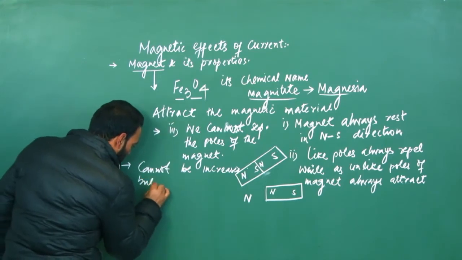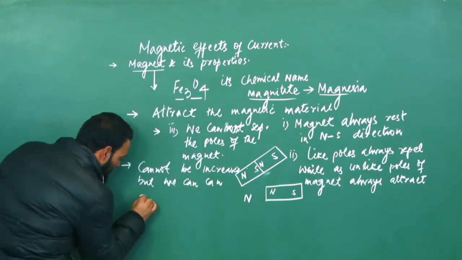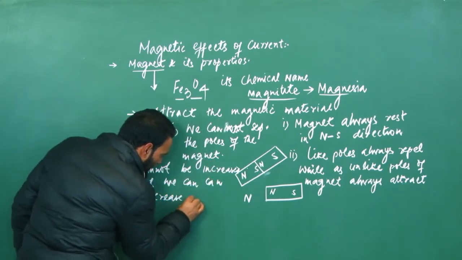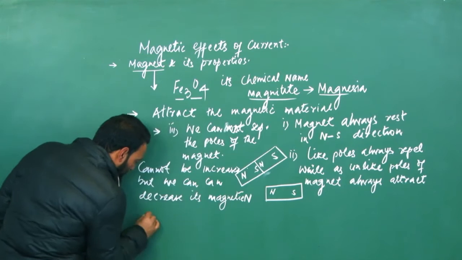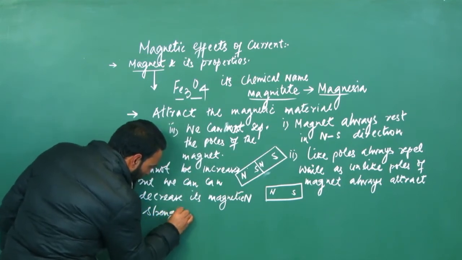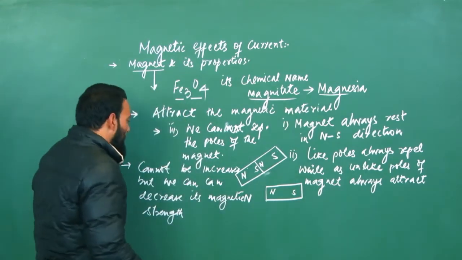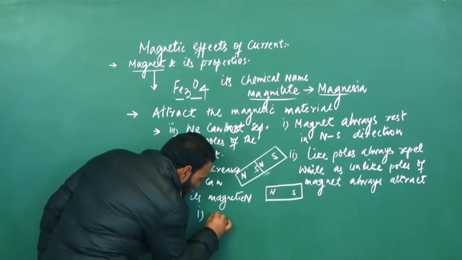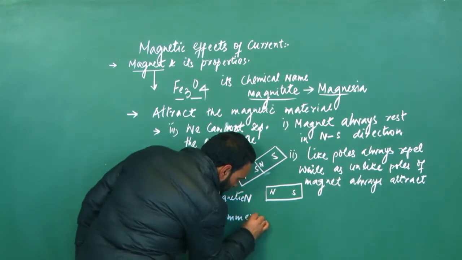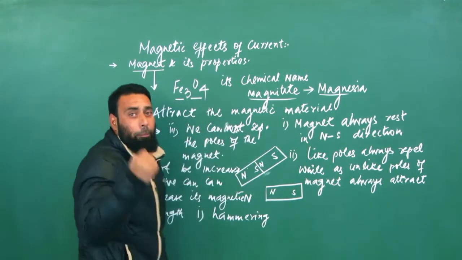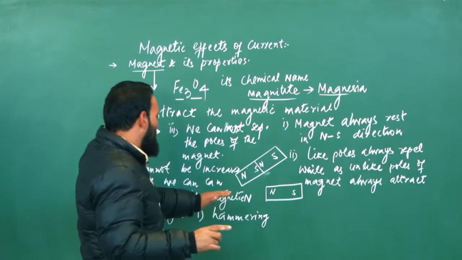But we can decrease its magnetic properties, magnetic strength. How can we decrease its magnetic strength? Number one, the first important step is by hammering. If we hammer a permanent magnet, what will happen? The domains of that magnet get disturbed, so its magnetic strength will decrease.